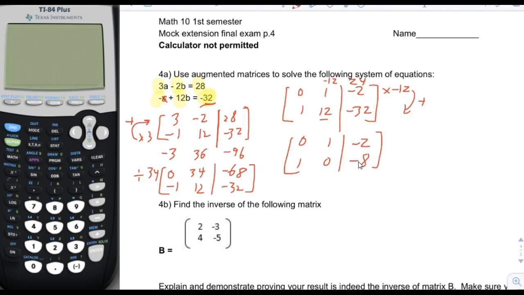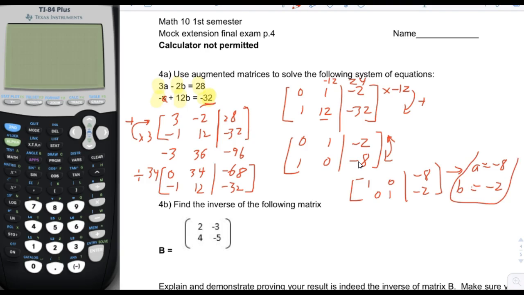And then we can switch these two rows between each other in order to end up with an identity matrix like we planned to. Okay, and then we get this. Alright, and basically what this is saying is x, or the first variable, which happens to be a, is equal to negative 8, and b is equal to negative 2. Okay, so that's our solution.